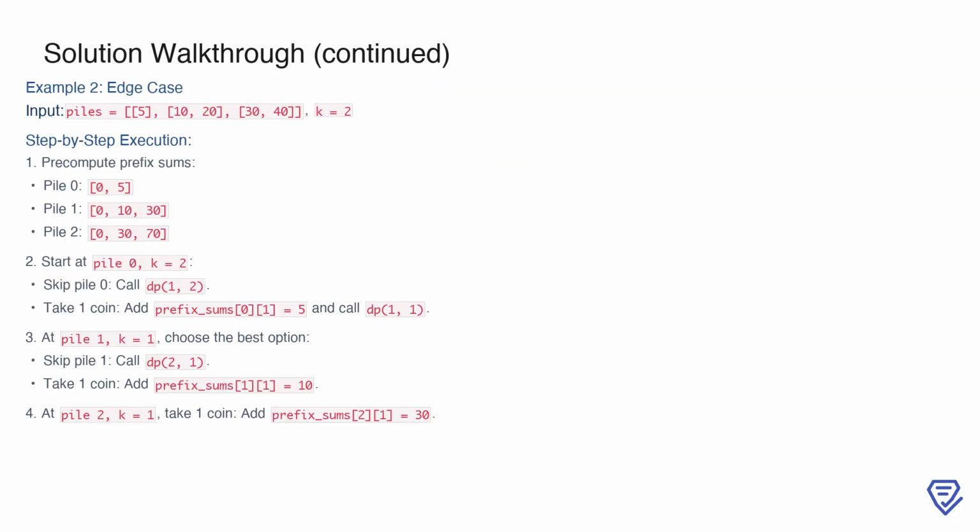In this second example, we consider an edge case with smaller piles and only 2 coins available.